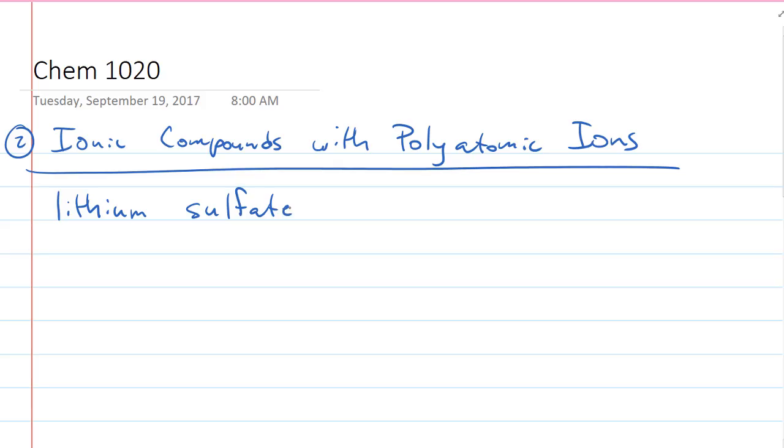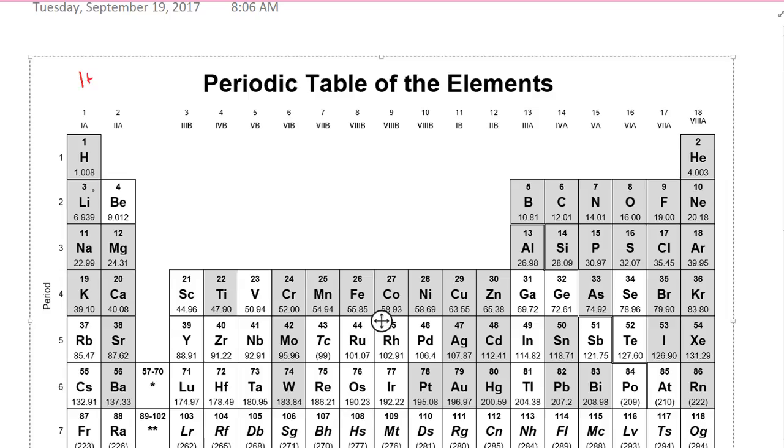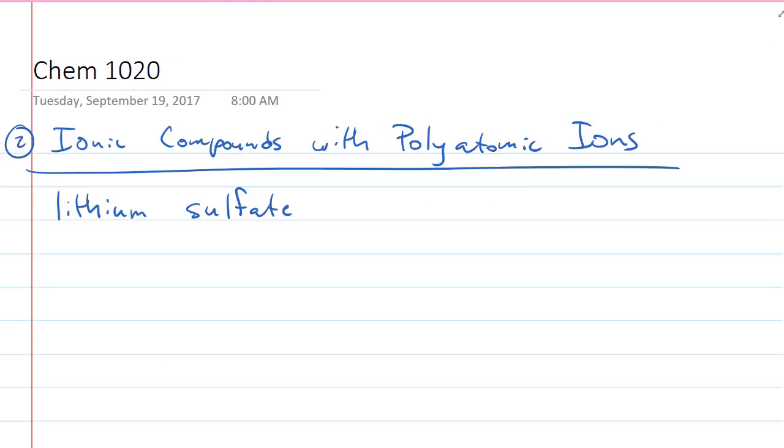So first thing we need for lithium is to know its charge. And what is the charge in the lithium ion? 1 plus. And how do we figure out that its charge is 1 plus? Look in the row. It's right here in group 1A. Everything in group 1A, recall, has a 1 plus charge. So we have lithium with a single positive charge.